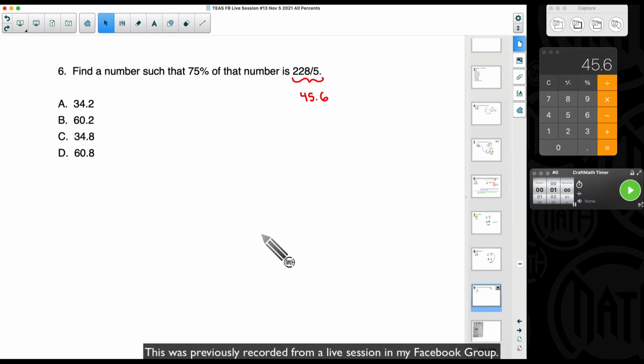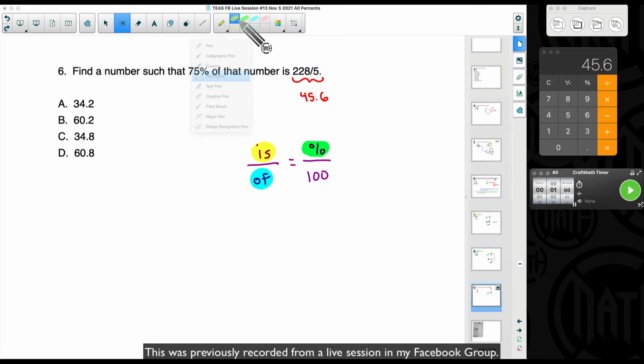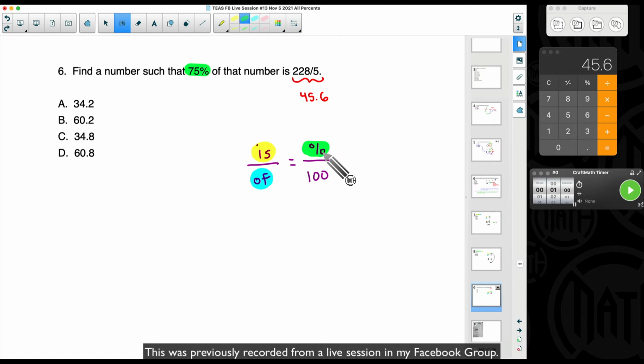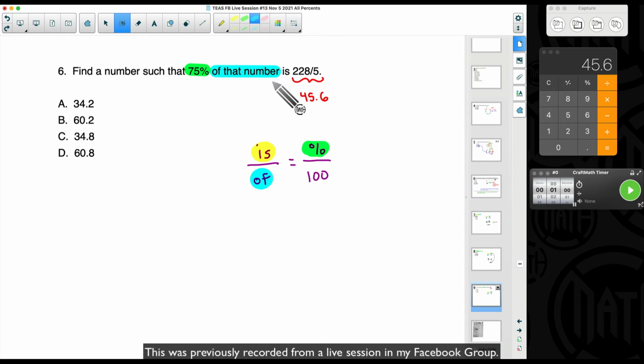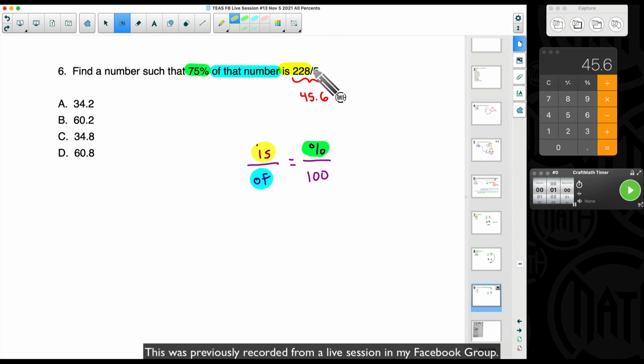This is a fraction, but I'm going to use this decimal instead. And let me see if I still have my formula. Yes, I do. So let's see what we got here. We want to find a number such that 75%, that's our green piece, of that number, we don't know the of piece. Of what? Of that number, we don't know. And then the is going to be this 45.6.